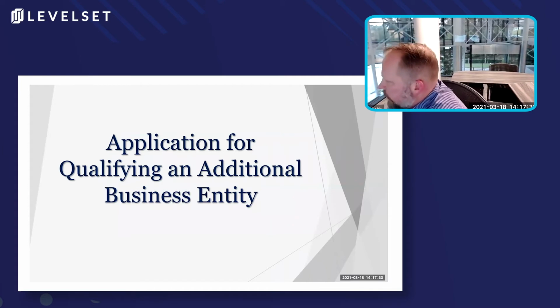And sometimes the license can be used, for example, if I had a pool license and a residential license, I would be qualifying an additional business entity with that license. And so those are the easy situations to address.